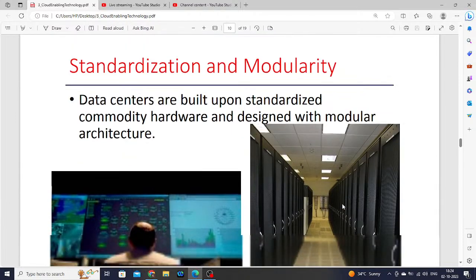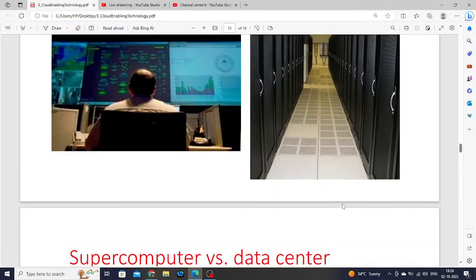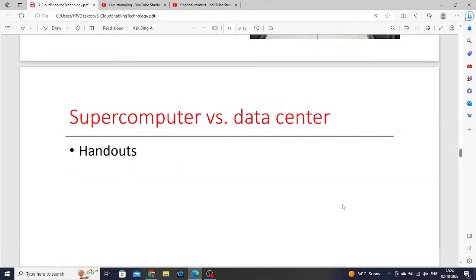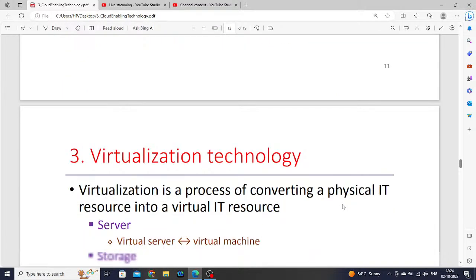Standardization and modularity means data centers are built upon standardized commodity hardware and designed with modular architecture. So these are data centers. You are generally aware of data centers if you know about software things. Supercomputer versus data center handouts, that is what a supercomputer is.